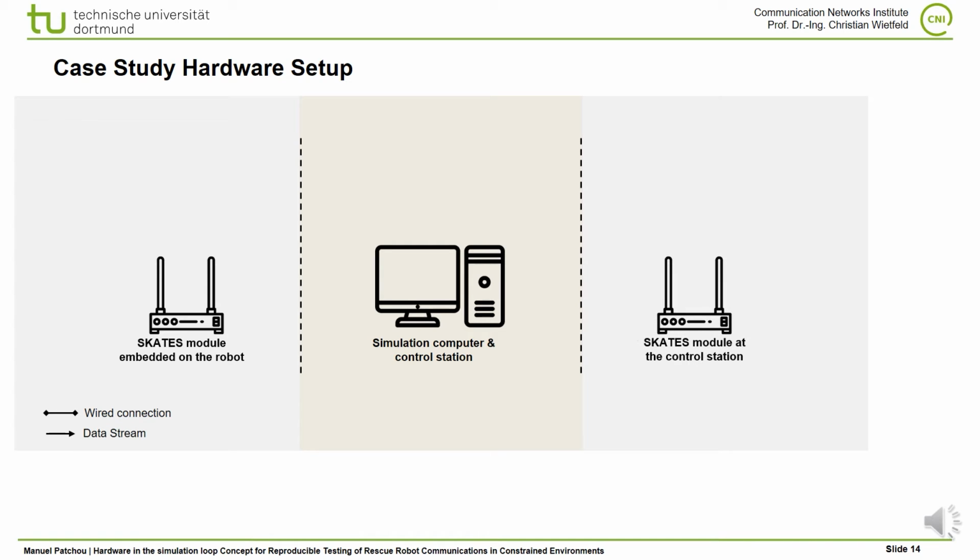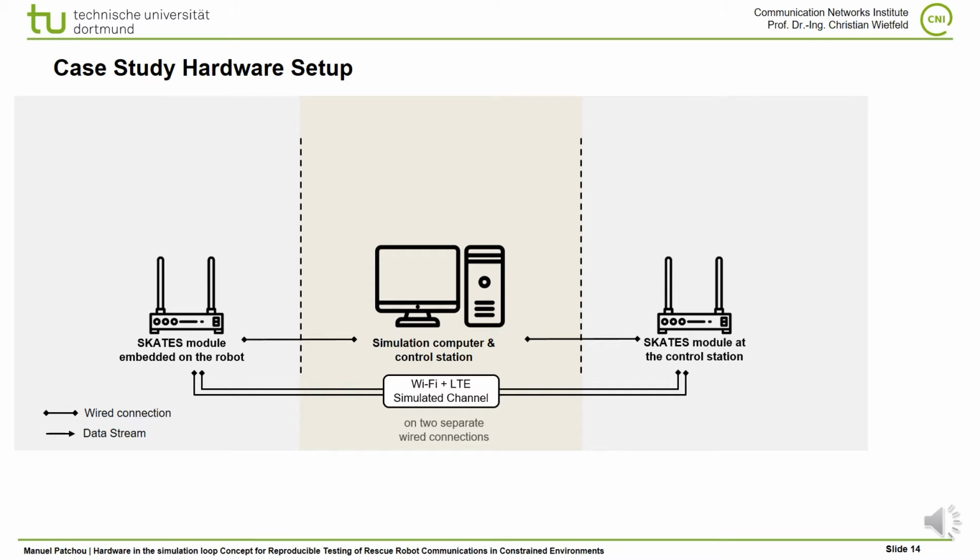Both modules are linked to the simulation computer by Ethernet cables, while the Wi-Fi and the LTE links between the skates modules are simulated over two separated wired connections. The video stream of the robot's exploration is forwarded over the simulated air interface by the skates module, while the control input sent by the robot operator travels the same path but in the opposite direction.